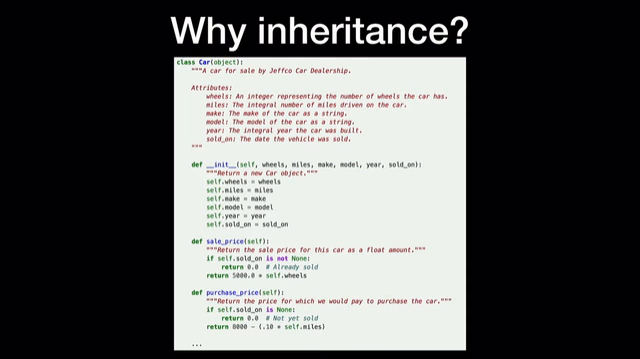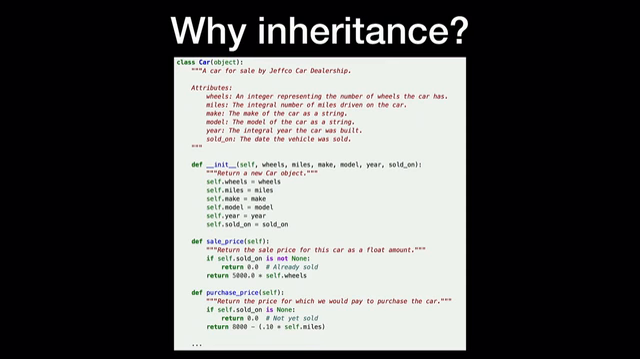So let's say, again, we want to define a class that is a car. Okay, let's say we want to give this car certain attributes. We want to give it a certain number of wheels, miles, what sort of make it is, model, year, and so on. Okay? So this is how a class would look, let's say, if you want to define a car.